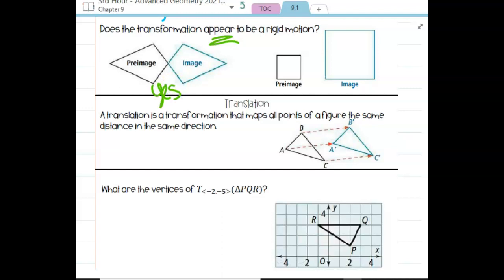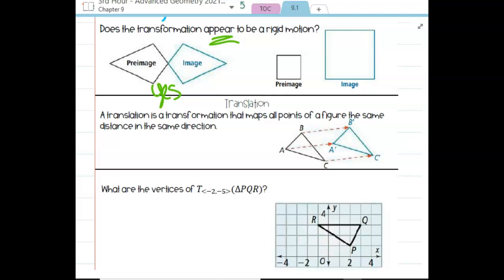Remember, it has to preserve angle measures and distance. So if I look at this one, I have my pre-image, which is a square, and the image, which is a square. So it does preserve angle measures, because they're all 90. Does it preserve distance?